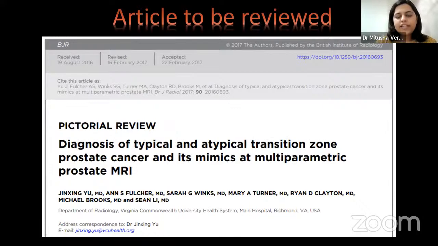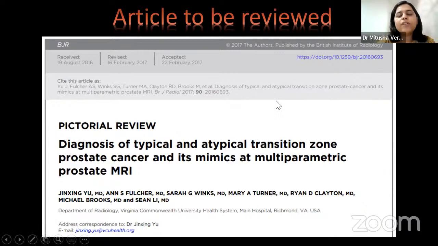Before we go through the exact article, we would like to go through a few introductory slides regarding PIRADS, the latest version, which is version 2.1, which was introduced in the year 2019. And then we will go through various aspects of reading the multiparametric prostatic MRI for transition zone tumors. And then we will understand why we are choosing this topic.